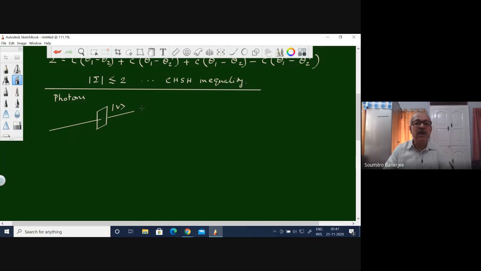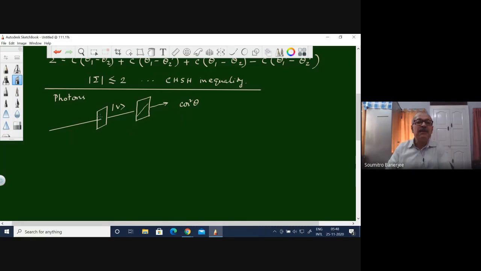And then if you have another polarizer oriented at an angle, then ultimately a part of it will go through and a part of it will be blocked. And we learned that the amount that goes through is cos squared theta. That's the Malus law.